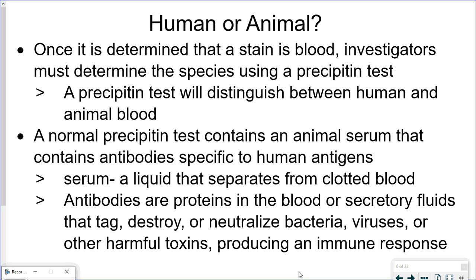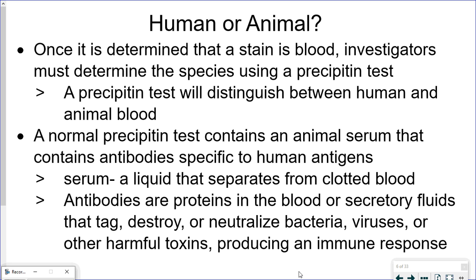Once we say, okay, this is likely to be blood, we have to figure out, is it human blood, animal blood, or yet again, is it not blood at all? So once it's determined that a stain is blood, we have to figure out the species using a Preston test. A Preston test will distinguish between human and animal blood. So normally a Preston test contains an animal serum that contains antibodies specific to human antigens. So the antibodies will attack any human antigens and cause clumping if human blood is present.